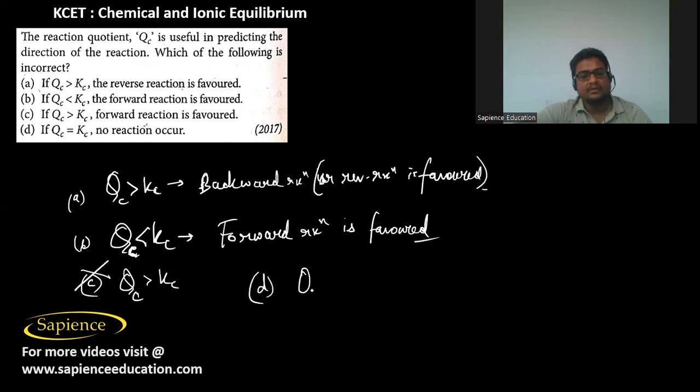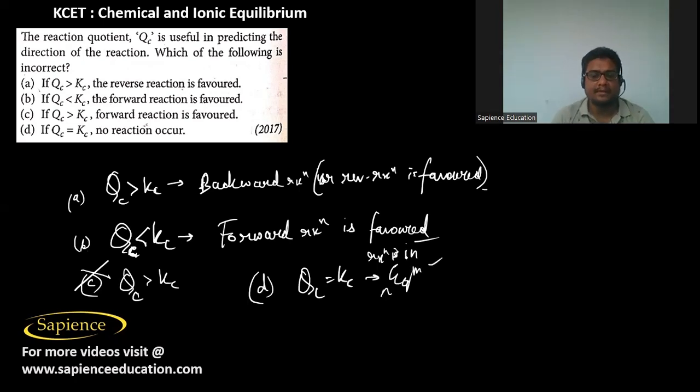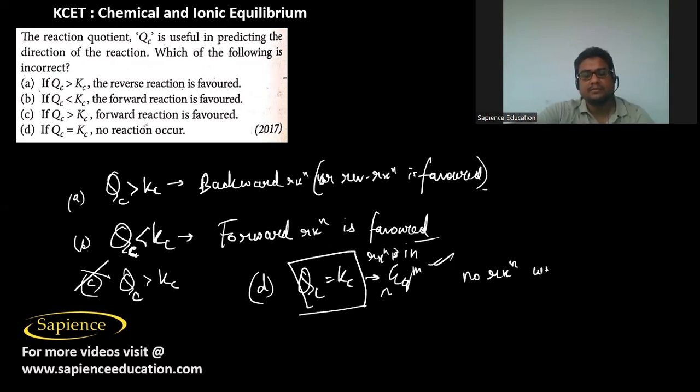And D is if QC is equal to KC, it means that the reaction is in equilibrium. The reaction is in equilibrium since QC is equal to KC. So no reaction will take place.